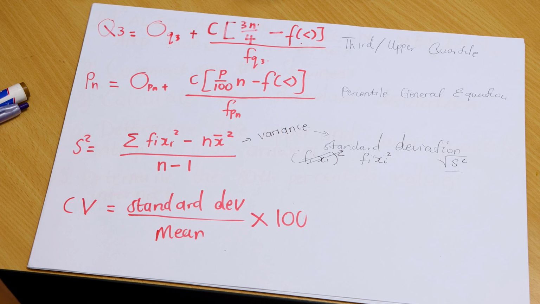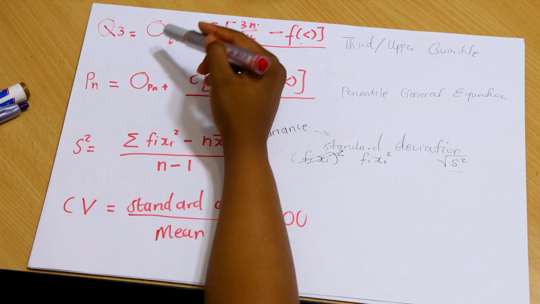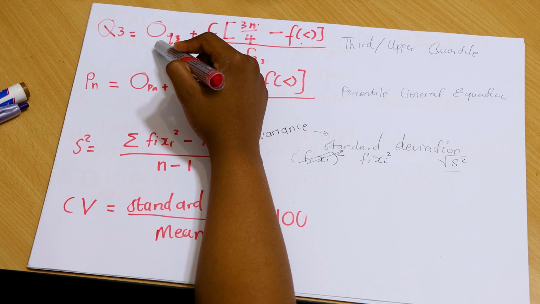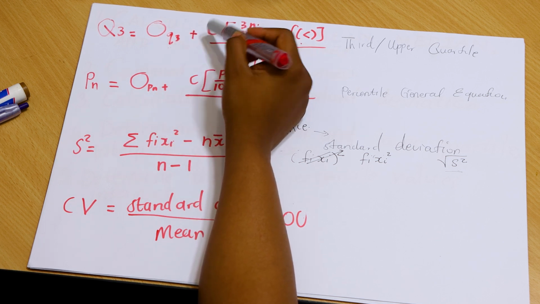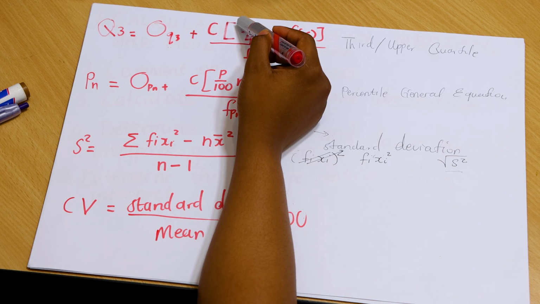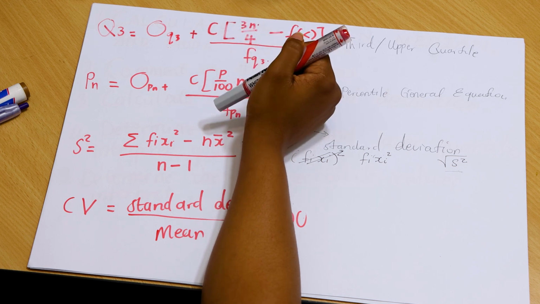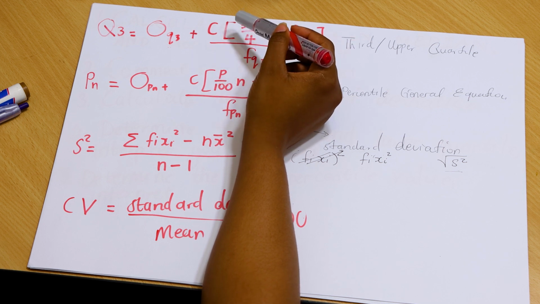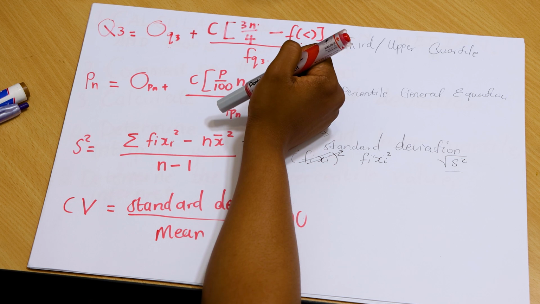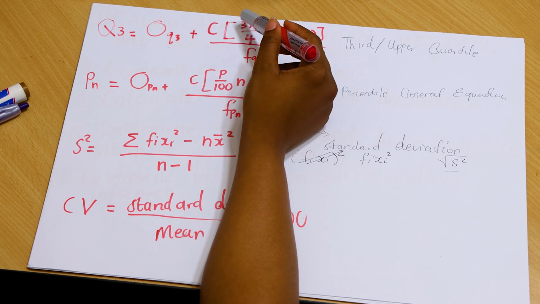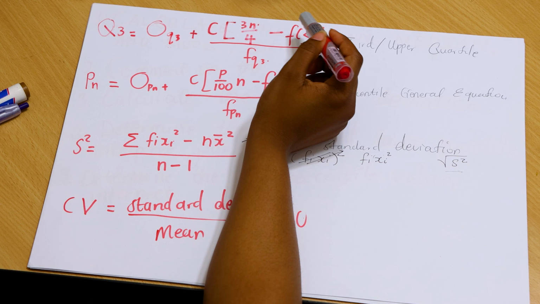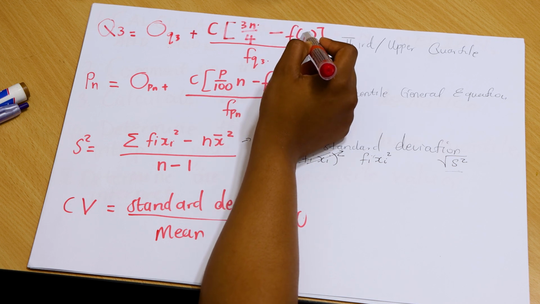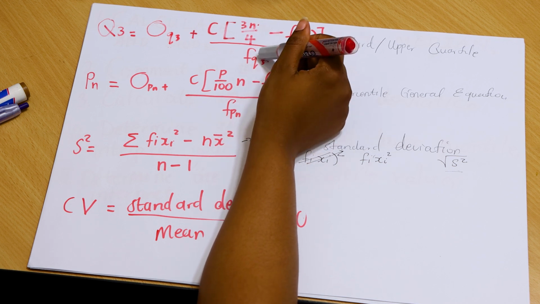Then we have the third quartile. On the third quartile, again, you have to find the position, and after this is the lower limit of that interval. C is the class width. So here we use 3/4n because remember the third quartile is the 75th percentile, and 3/4 is 0.75, right? That is why it's 3/4n. And then this is the cumulative frequency of the interval before, and this is the frequency of the interval.